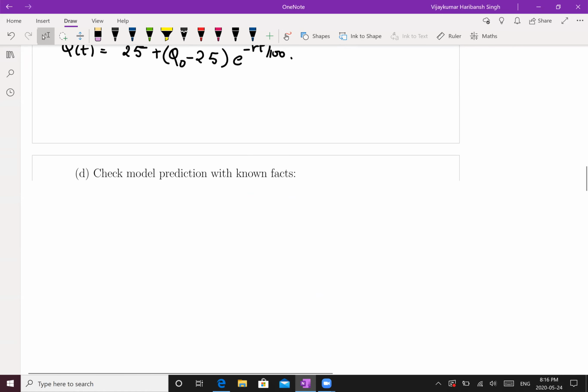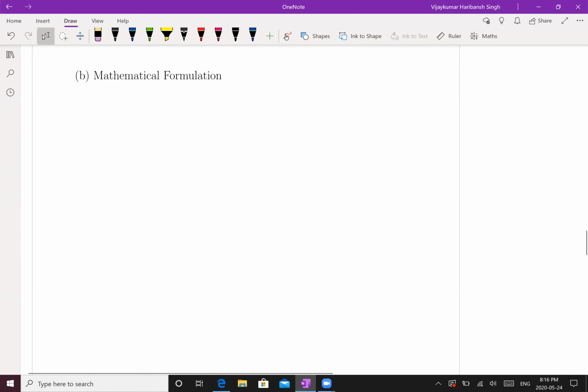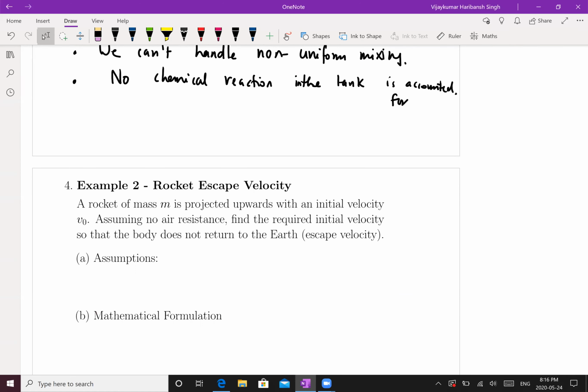Now let's move on to the next problem. So the next problem is the following. We have a rocket of mass m projected upward with an initial velocity v0. We are assuming that there is no air resistance. Find the required velocity so that the body does not return to the earth. This initial velocity with which you hurl the object so that it does not return back is called the escape velocity. So what is this velocity? That is what we are going to find.